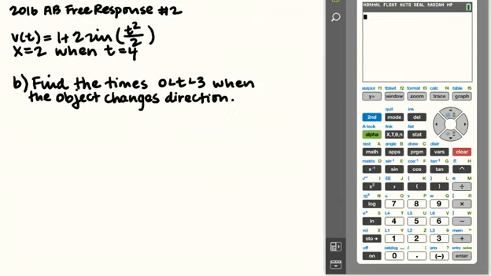All right. Next, they're asking me to find the time or times between t equals 0 and t equals 3 when the object changes direction. Okay, so what should I be looking for? What do I need to do? I'm going to have to do something with the calculator. Yeah, we're going to check velocity. What about velocity? Yes, when the sign changes, exactly. We're interested when it equals 0, but we really are interested in the sign change of velocity.